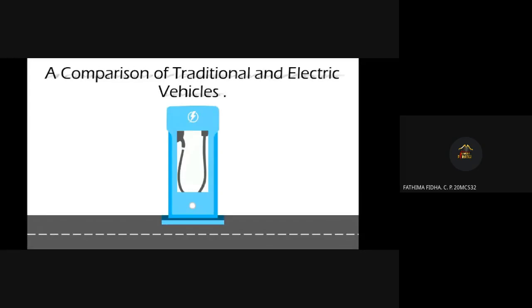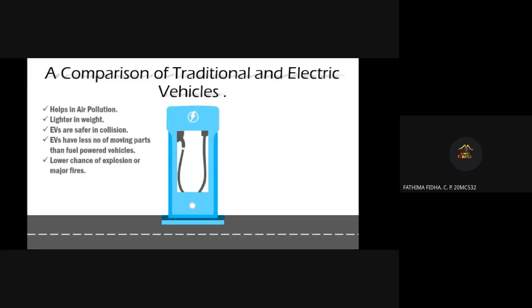First of all, I will talk about the comparison of electric vehicles and traditional or fuel vehicles. So, let's get started. During combustion, fuel vehicles emit more carbon dioxide and other harmful gases which pollute our environment. But electric vehicles have no exhaust emission, so they reduce pollution and are also quieter than fuel vehicles.